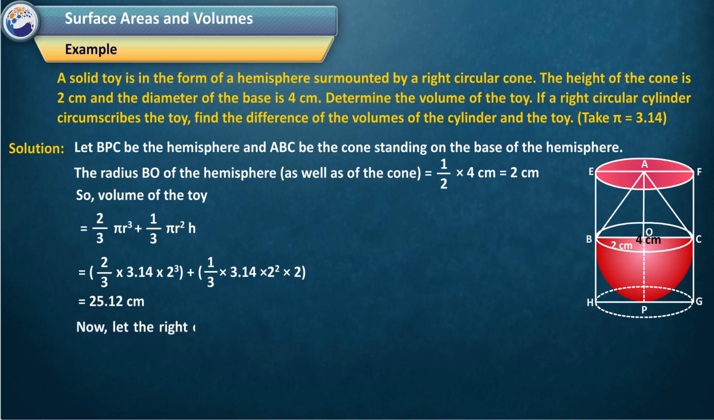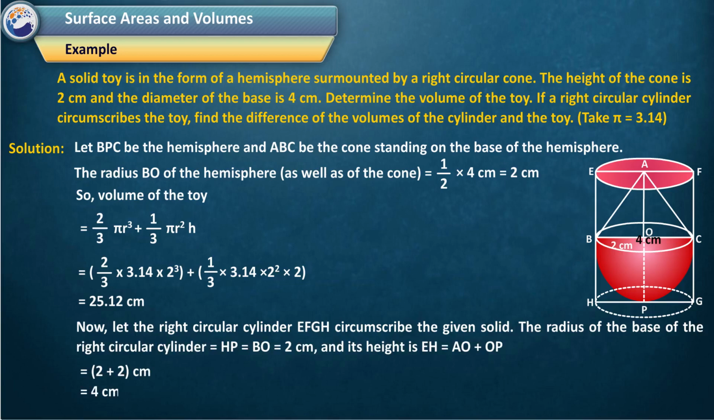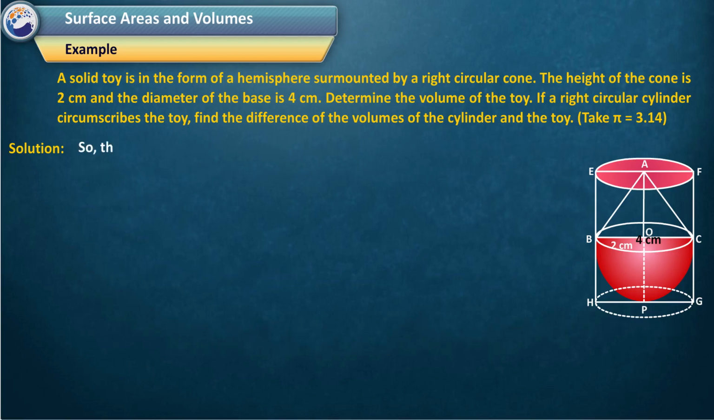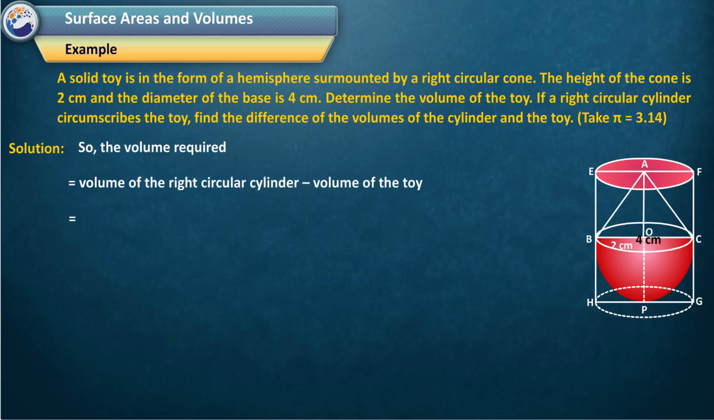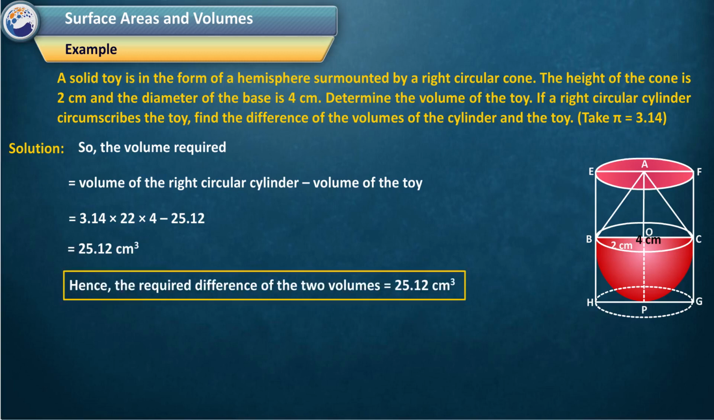Now, let the right circular cylinder EFGH circumscribe the given solid. The radius of the base of the right circular cylinder equals HP equals BO equals 2 centimeters, and its height EH equals AO plus OP equals 2 plus 2 equals 4 centimeters. So, the volume required equals volume of the right circular cylinder minus volume of the toy equals 3.14 into 2 square into 4 minus 25.12 equals 25.12 centimeter cube. Hence, the required difference of the two volumes equals 25.12 centimeters cube.